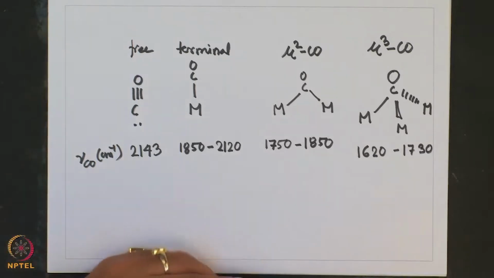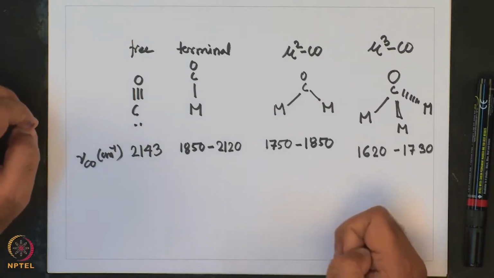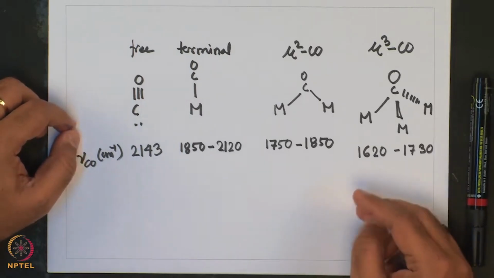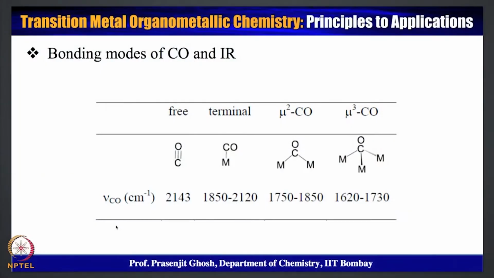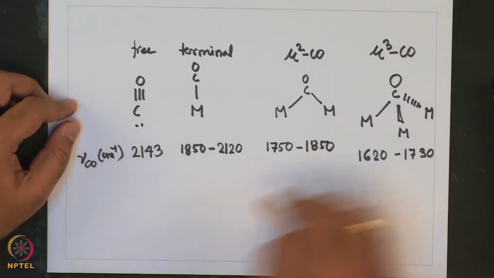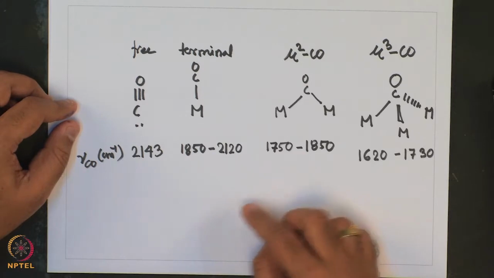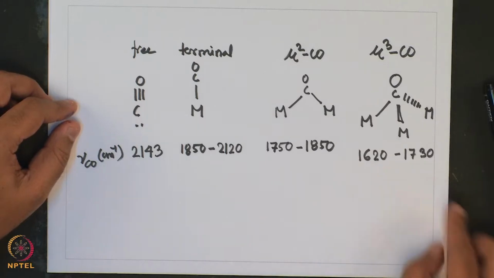So, what we see is that there is a huge amount of correlation between the binding modes of CO and the corresponding stretching frequencies. If one goes from free carbonyl to terminal metal carbonyl, where carbonyl is bound to 1 metal, to the mu 2 bridging type, where carbonyl is bound to 2 metals, to mu 3 bridging type, where carbonyl is bound to 3 metals, in all of the cases the stretching frequency decreases, going from 2143 to 1850 to 2120 to 1750 to 1850 to 1620 to 1730.